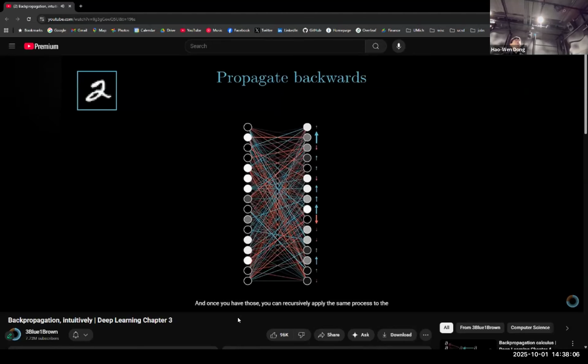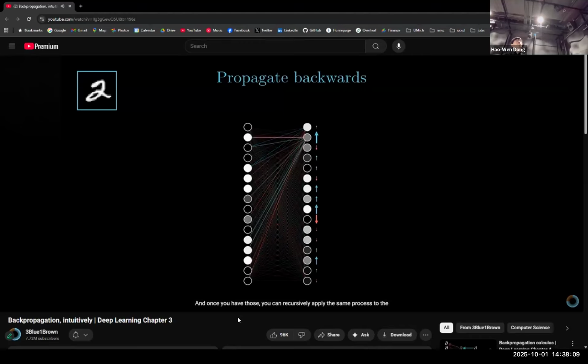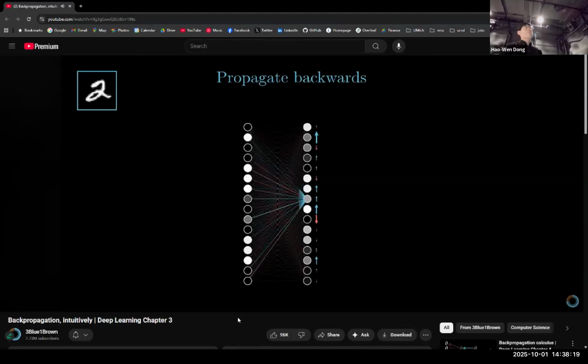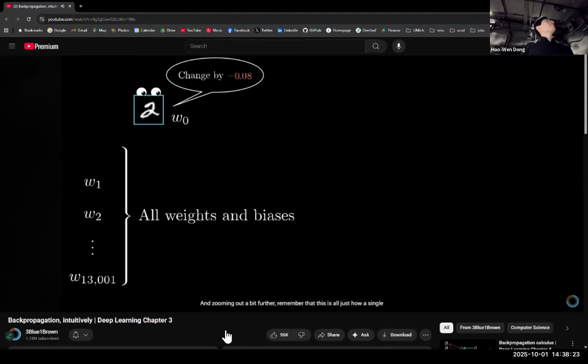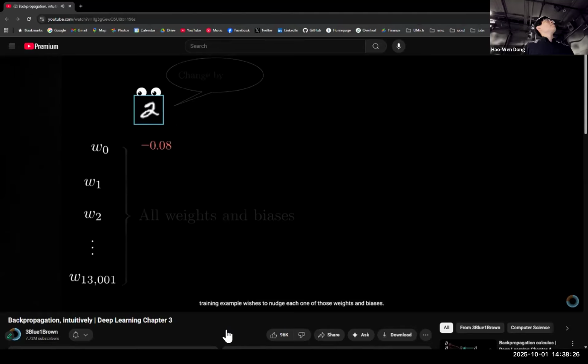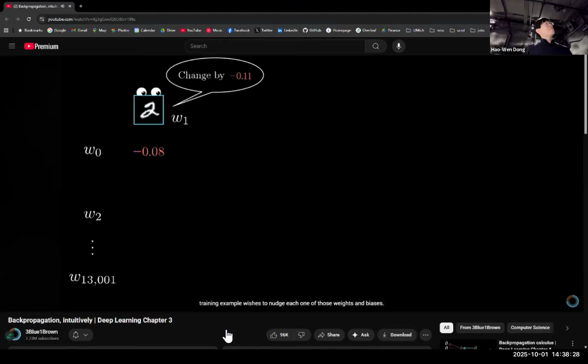And once you have those, you can recursively apply the same process to the relevant weights and biases that determine those values, repeating the same process I just walked through and moving backwards through the network. And zooming out a bit further, remember that this is all just how a single training example wishes to nudge each one of those weights and biases.